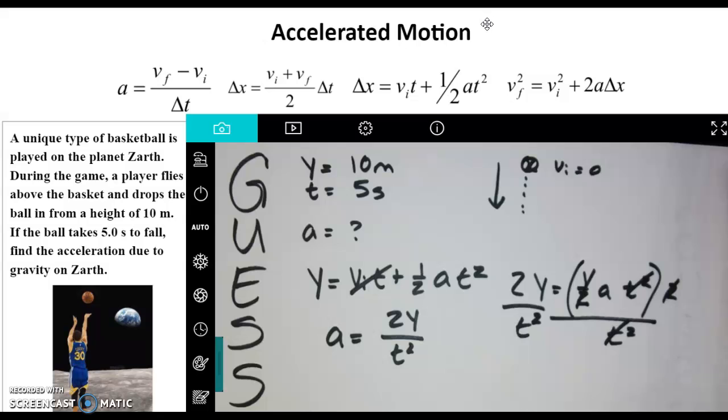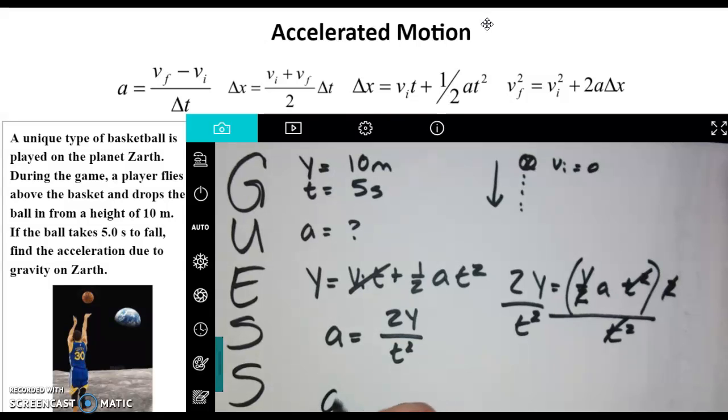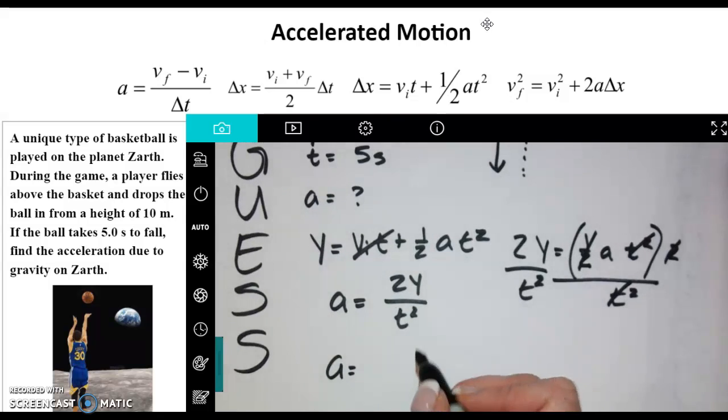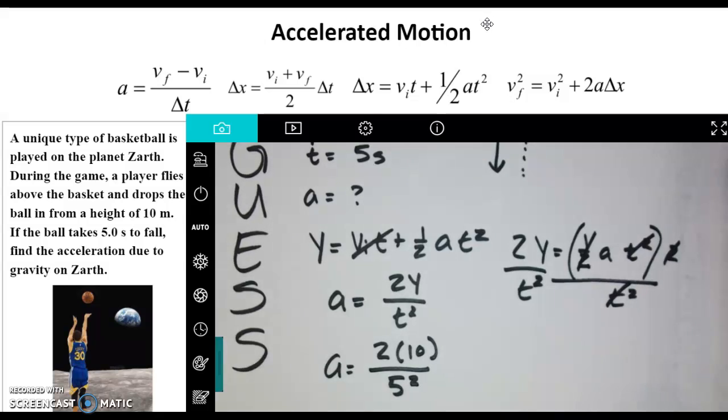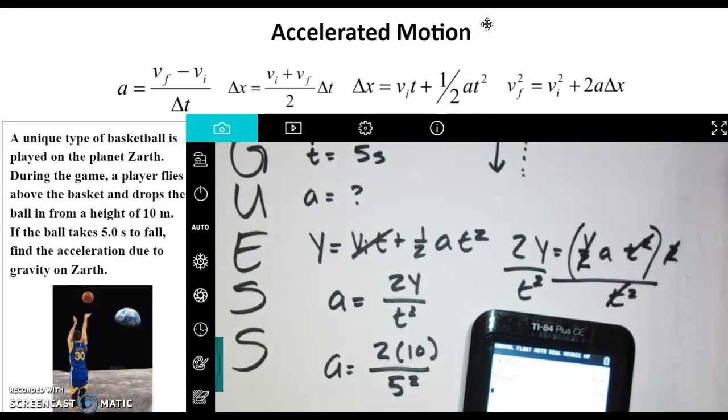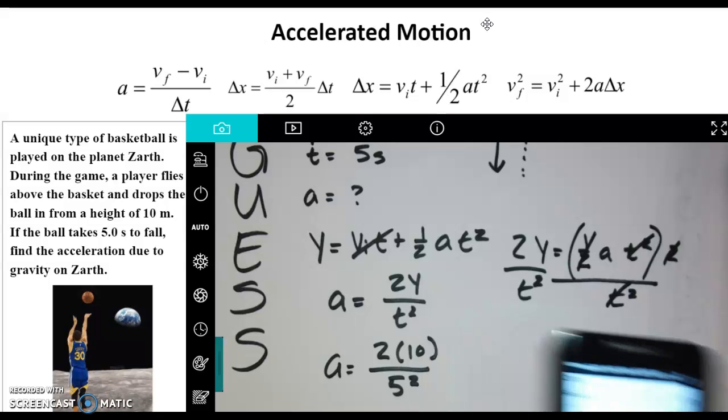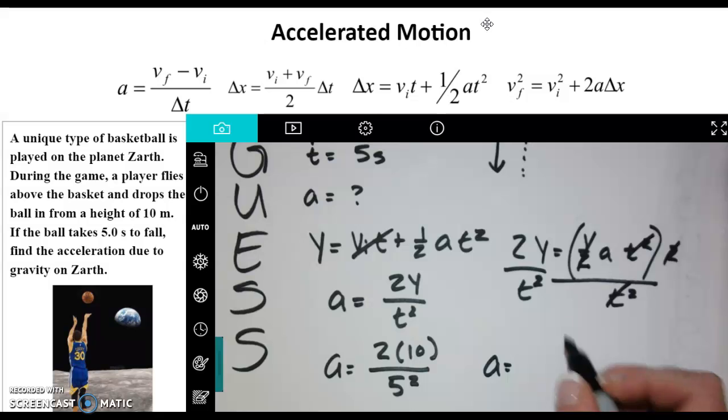Now we need to substitute in our numbers. So a is equal to 2 times 10 divided by 5 squared. Let's do our math. We have 2 times 10 divided by 5 squared, which is 25. Our answer is 0.8. Acceleration due to gravity on planet Zarth is 0.8 meters per second squared.